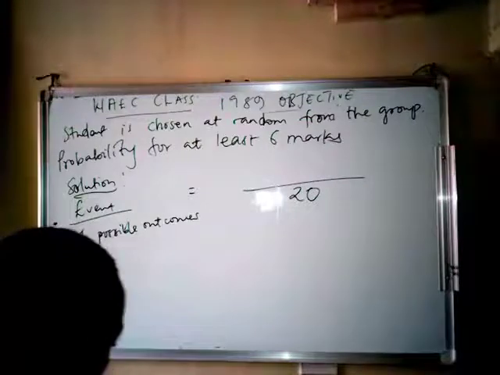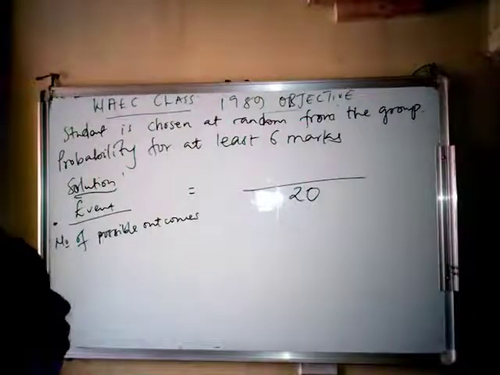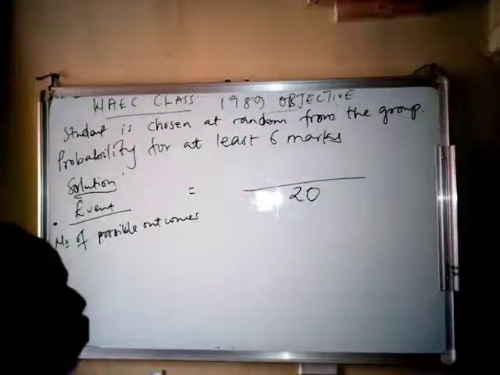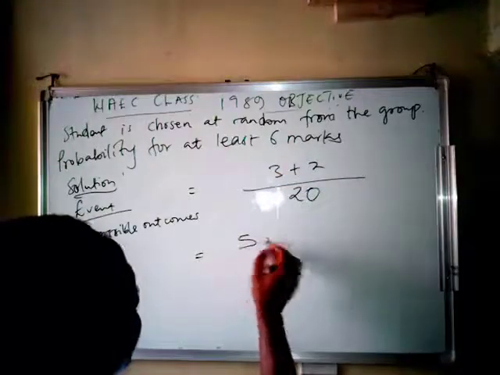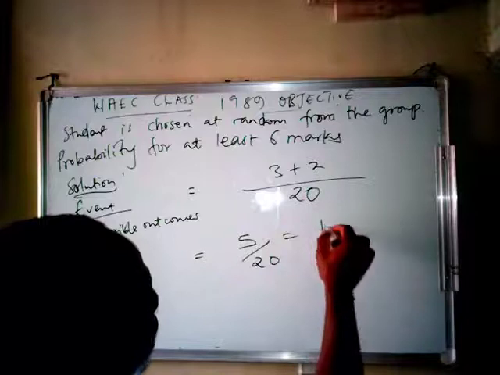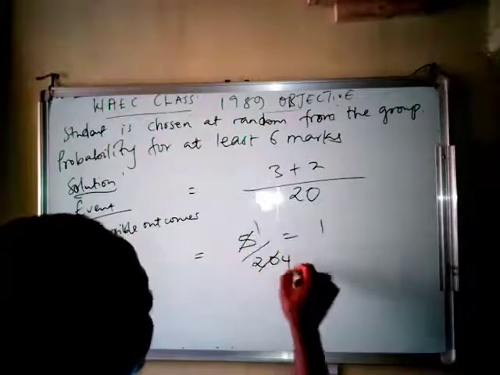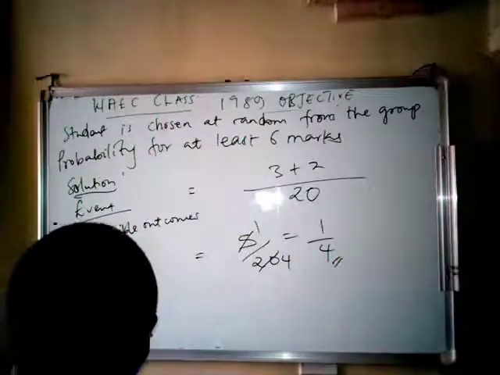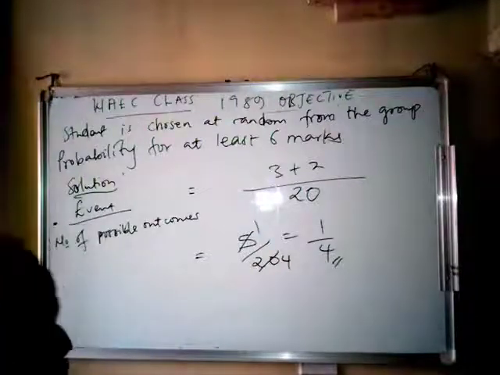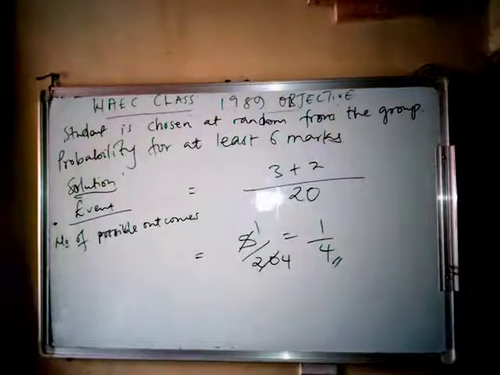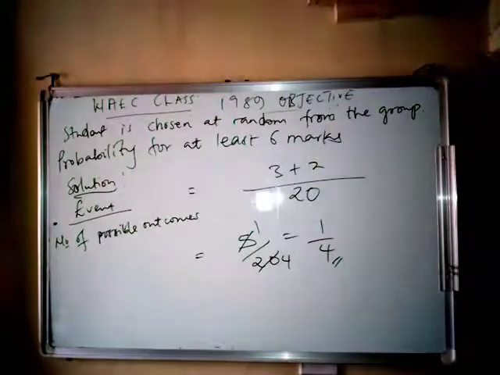Now, how many students scored 6 and 7? So we have 3 plus 2, which is 5 over 20, which at the end, if you divide 5 here, 1, 5 here, 4, you have 1 over 4, which becomes our final answer. So it's as simple as that. It's not difficult. It's just for you to look at it and know what best works for you.